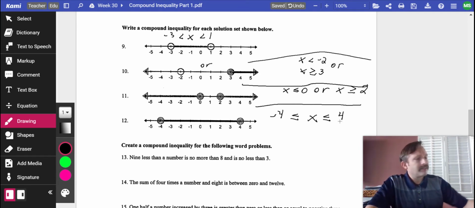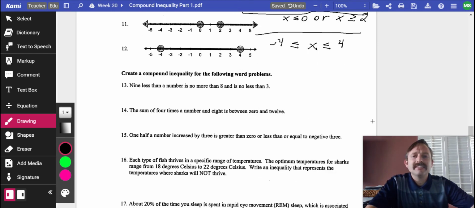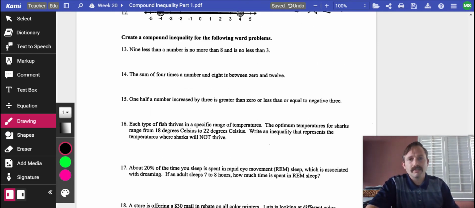All right, these next ones right here, we have 9 is less than a number, is no more than 8, and no less than 3. Okay, well, so we're going to put this 3 right here. We know 3, it's no less than. So it can equal 3, and it's going to be no more than 8. So we just dealt with this right here. No less than 3, no more than 8.